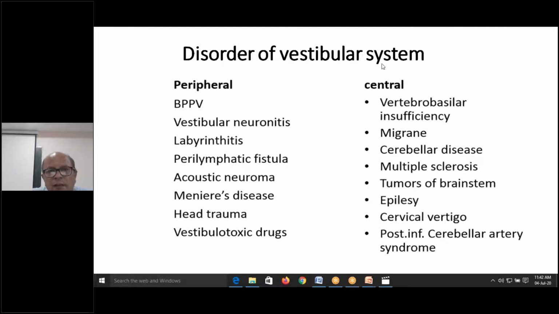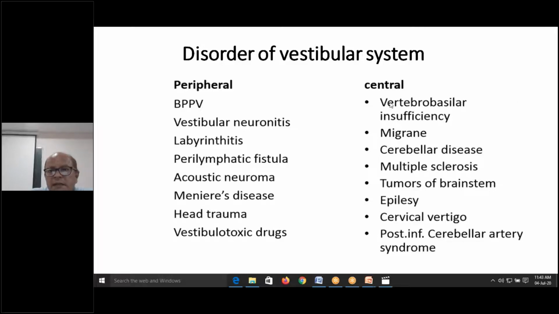Okay. Now coming to disorders of the vestibular system, you can see that it has been classified into a peripheral and central group. The peripheral group most commonly has BPPV. You have vestibular neuronitis, labyrinthitis, perilymphatic fistula, acoustic neuroma, Meniere's disease, trauma to the head, or vestibulotoxic drugs. Trauma means, say, a fracture of the temporal bone.